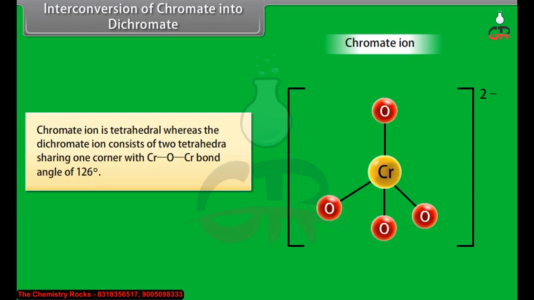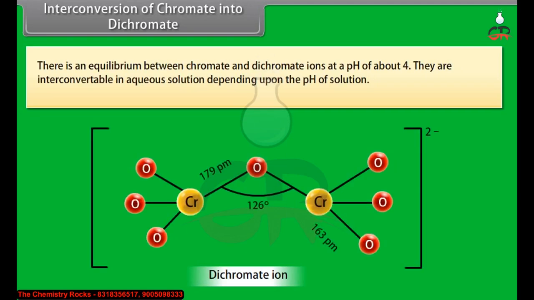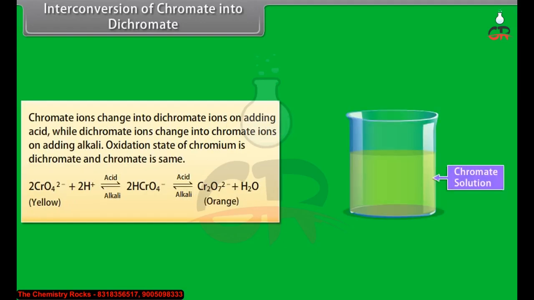Interconversion of chromate into dichromate. Chromate ion is tetrahedral, whereas the dichromate ion consists of two tetrahedra sharing one corner with a chromium-oxygen-chromium bond angle of 126 degrees. There is an equilibrium between chromate and dichromate ions at a pH of about 4. They are interconvertible in aqueous solution depending upon the pH of the solution. Chromate ions change into dichromate ions on adding acid, while dichromate ions change into chromate ions on adding alkali. The oxidation state of chromium in dichromate and chromate is the same.